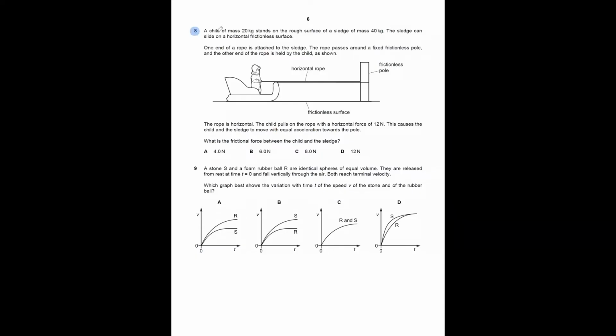In question 8, a child of mass 20 kg stands on the rough surface of a sledge of mass 40 kg. The sledge can slide on a horizontal frictionless surface. One end of the rope is attached to the sledge. The rope passes around a fixed frictionless pole, and the other end of the rope is held by the child, as shown. The rope is horizontal. The child pulls on the rope with a horizontal force of 12 Newton. This causes the child and the sledge to move with equal acceleration towards the pole. What is the frictional force between the child and the sledge here?